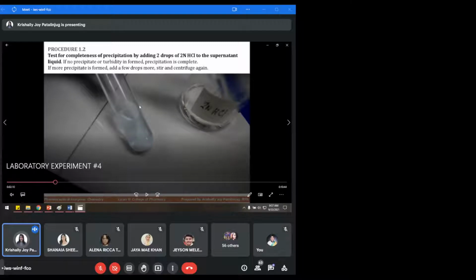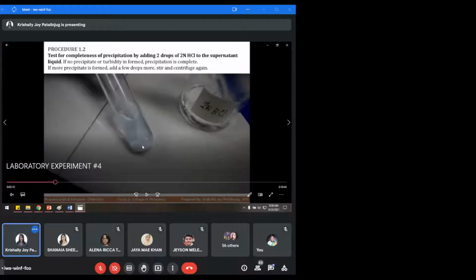Okay? So ang ginawa lang dito is we tested the completeness of precipitation. So I added more and more HCl para ma-precipitate out talaga lahat ng silver ion. Okay, ma-precipitate out lahat ng silver ion. So yun na yun.